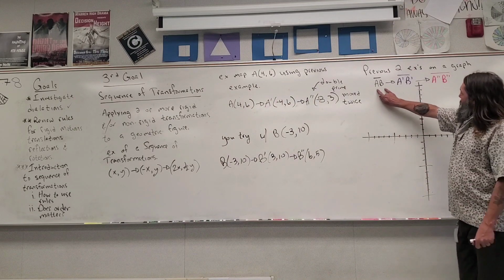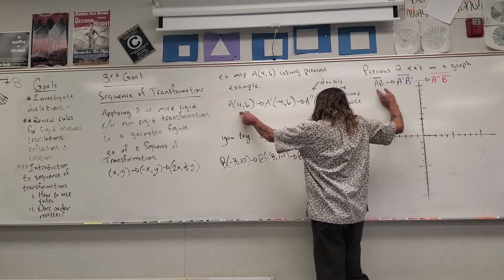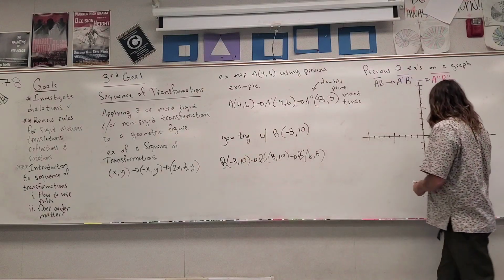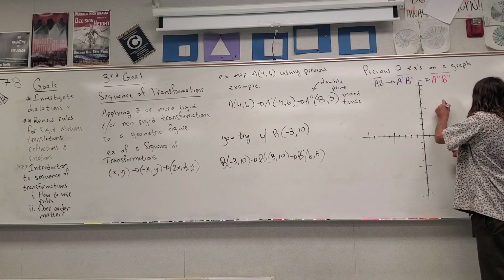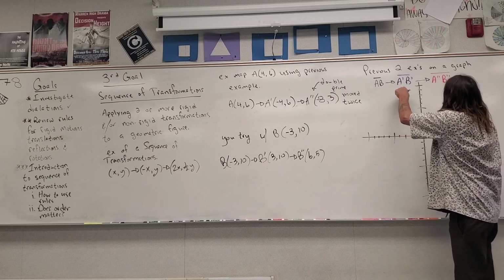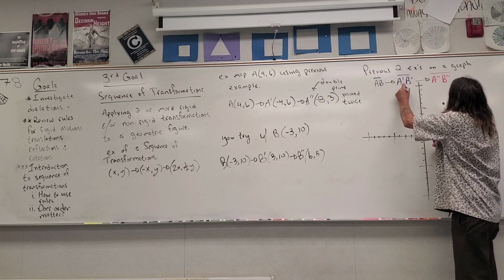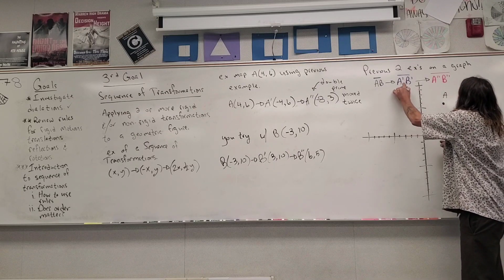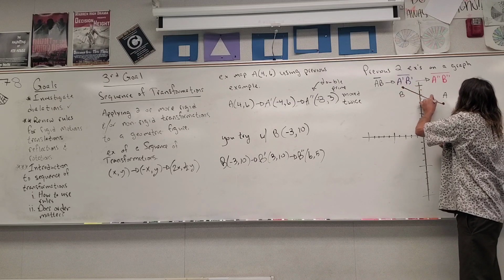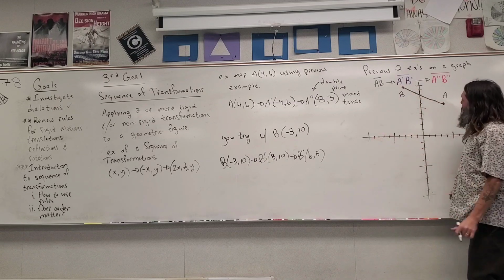So I have the segment AB. I start off with (4, 6) and (-3, 10). So (4, 6), and (-3, 10). And my A, and my B, and I'm going to connect them. I'm not very good at drawing straight lines.